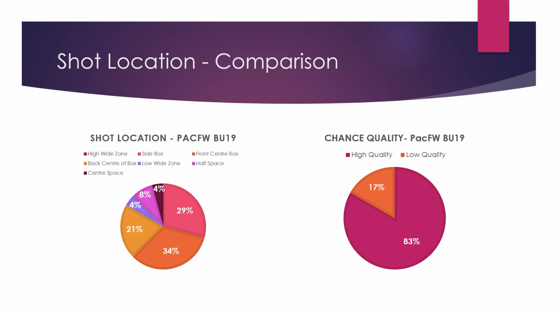Because our shots are coming from the back center of the box, the side of the box, or in the front center of the box, our number of chance quality is much, much higher. So if you look at it, 83% of our shots are from the box. That means they are really high quality shots. And we're only taking low quality shots only 17% of that time.